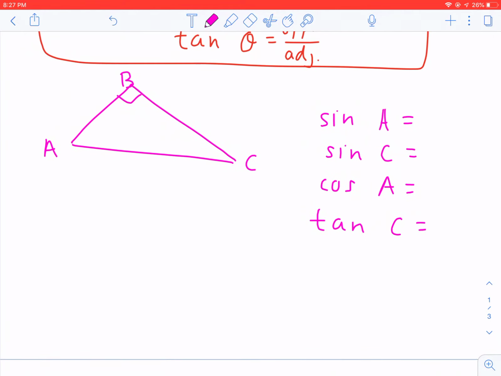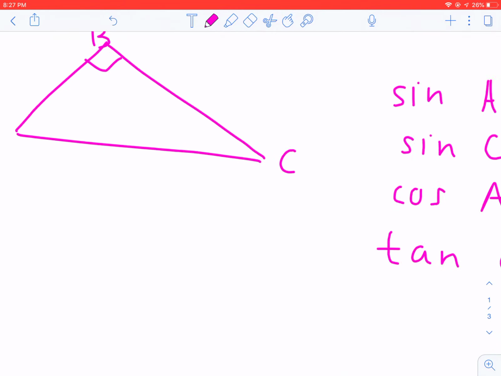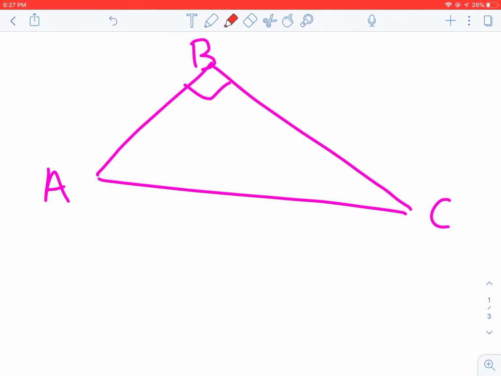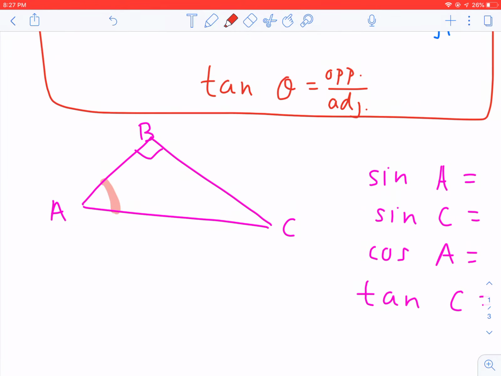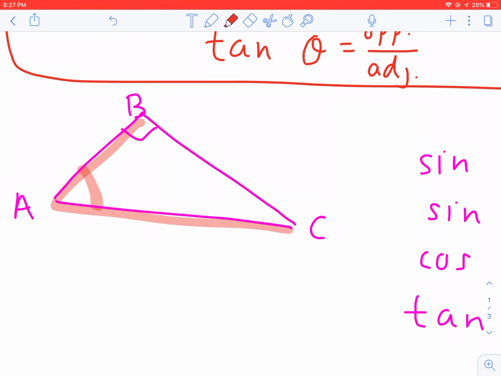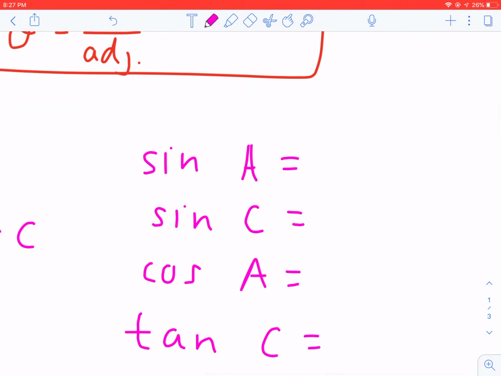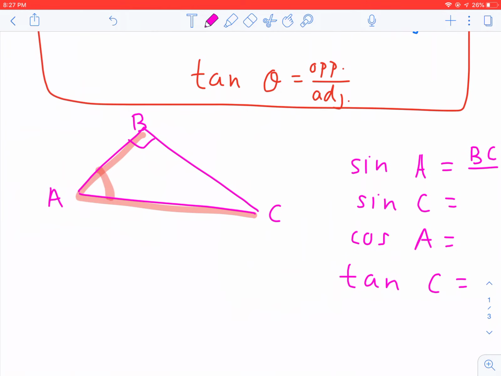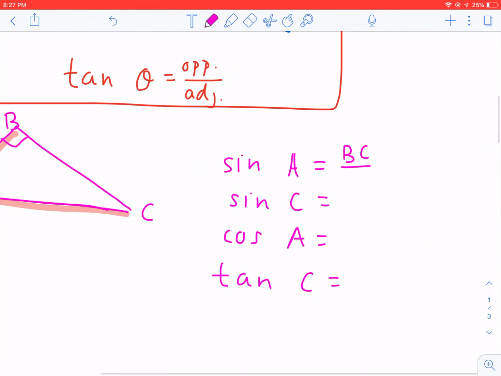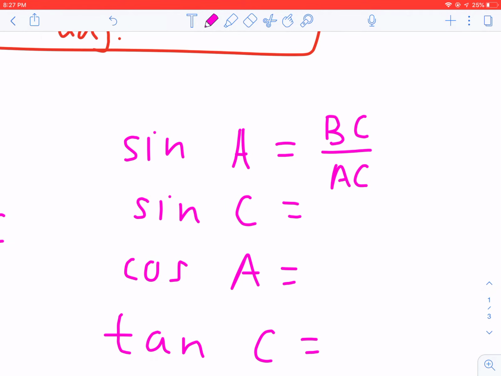All right, so sine of A, that means we're looking at this angle right here. We know sine is opposite over hypotenuse. So if we're looking at this angle A here, the opposite side is going to be side BC. So sine of A in that triangle would be the ratio of BC over the hypotenuse, which is across the right angle, AC. And that's it.